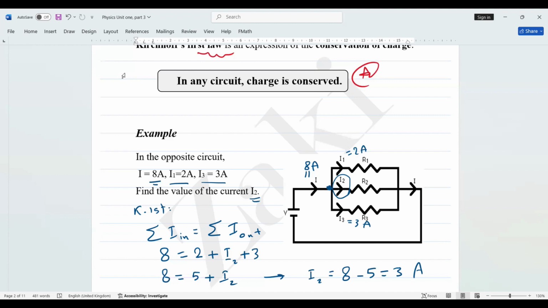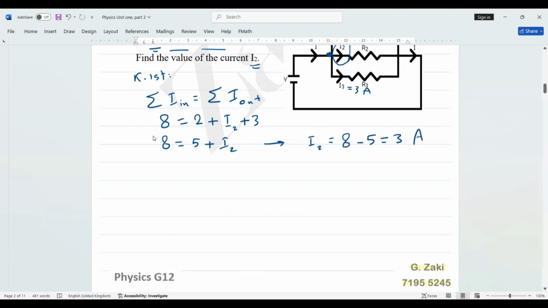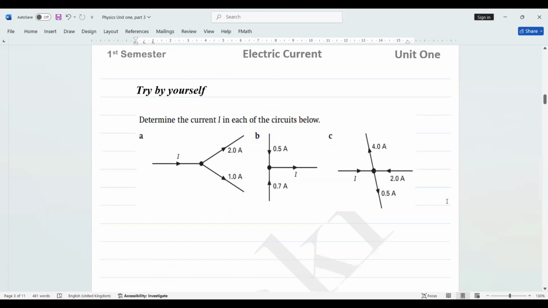Do you understand? Yes, Mr. Very good. Now, try to solve this example. Check your answer with me.